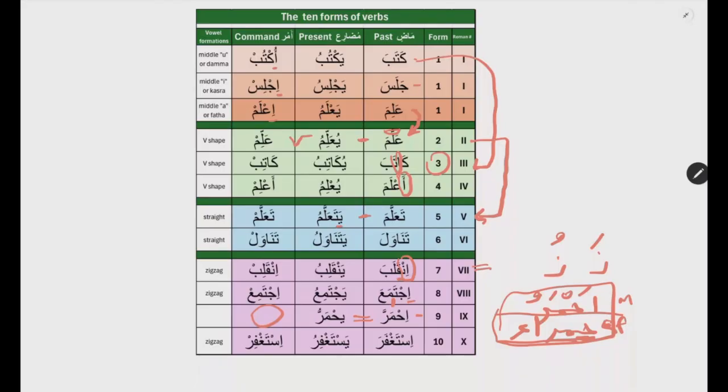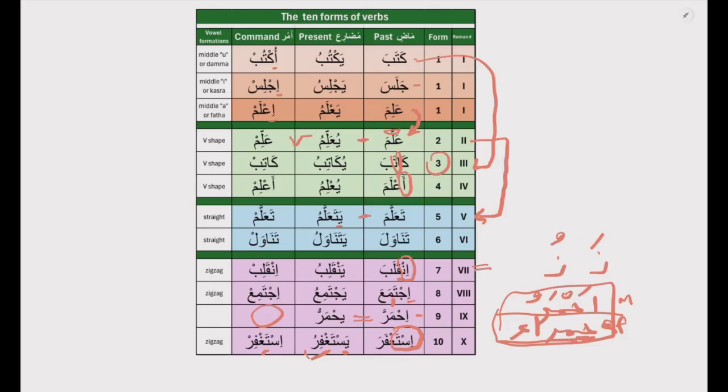In this one, you don't generally get an imperative. You can't command somebody to become red or black, right? So you don't have it there. So this is more for colors and defects. Then the last one is easy to remember, alif sin ta. Istighfar, which is to ask for forgiveness. So astaghfiru, the present tense, I ask for forgiveness. And istaghfir is asking, Allah forgive. Istaghfir, the imperative of the command.